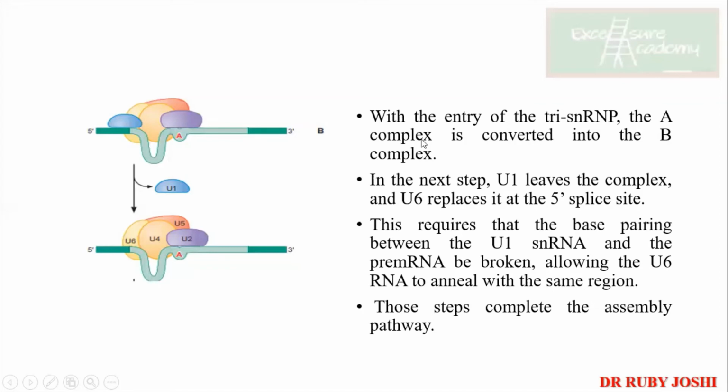Clear? See, यहाँ पे क्या हुआ था? U1 is interacting with exon 1. So when this interaction is there, it means what? It is the RNA interactions of U1 and RNA. Correct? So U1 को हटा के now it is interacting with the U6 के RNA. Okay, clear? So should I proceed?